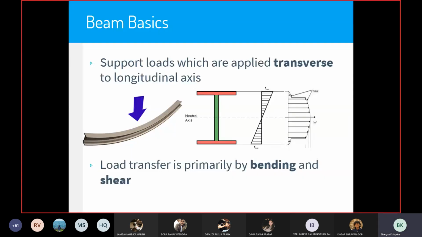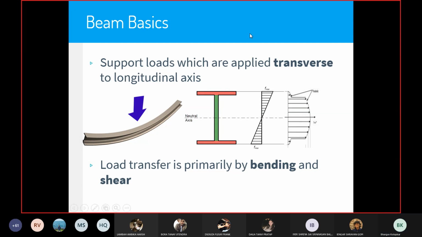So you must already be experts in beam basics, as to what a beam is and how it behaves. But nonetheless, just to give a fresh start to the design of steel beams: beams support loads which are applied transverse, or perpendicular to the long axis of a beam. Now, how does it resist it? It resists by developing bending stresses and shear stresses.